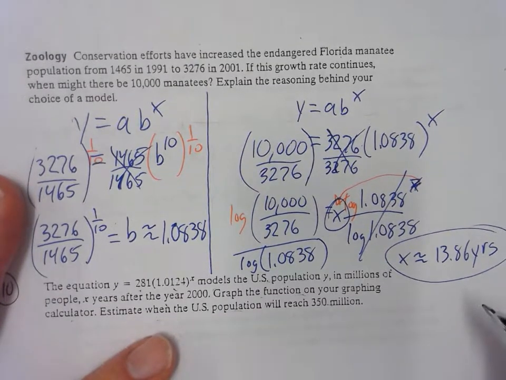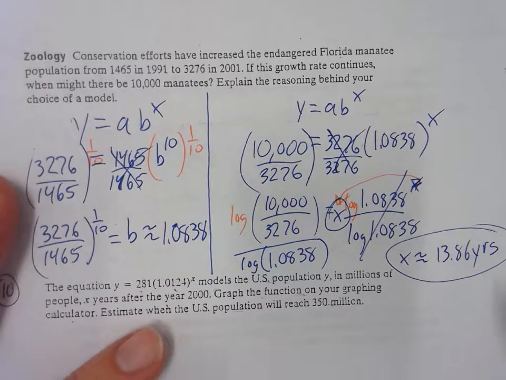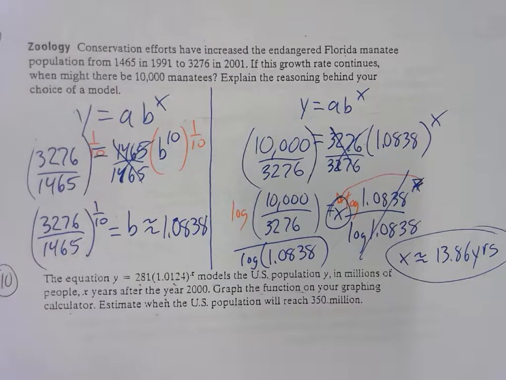So it's like sometime in 2014, 2015 when this happens. And I think the manatee population is pretty close to 10,000 now. You'd have to look it up on the internet, but I think it's definitely improved since these conservation efforts have worked.